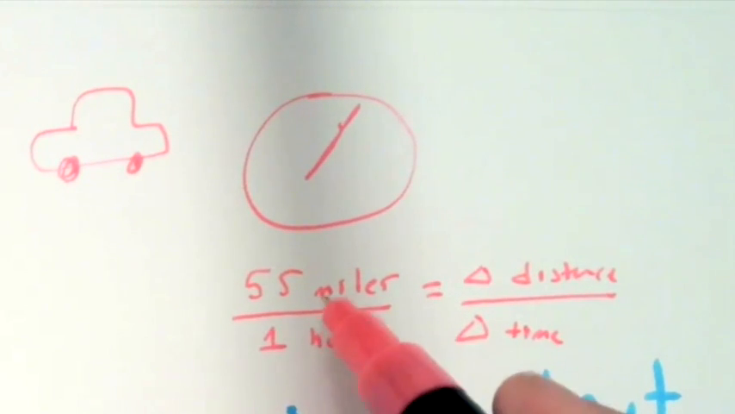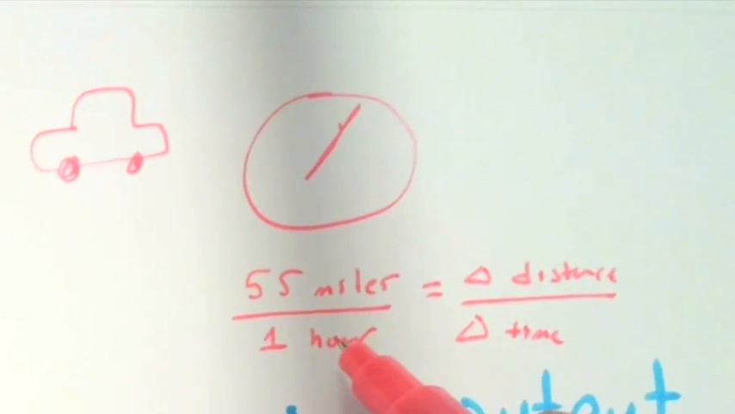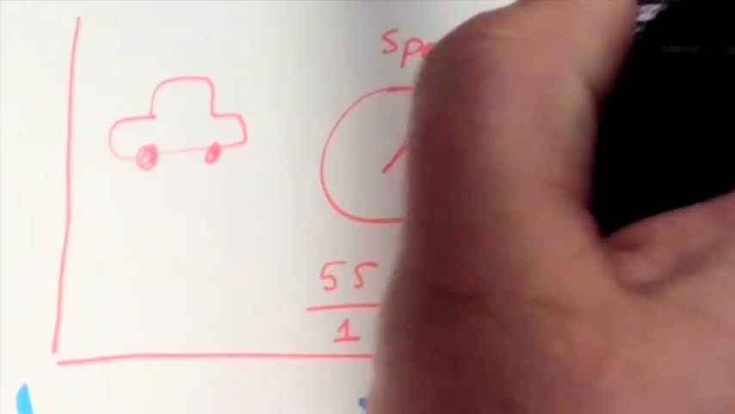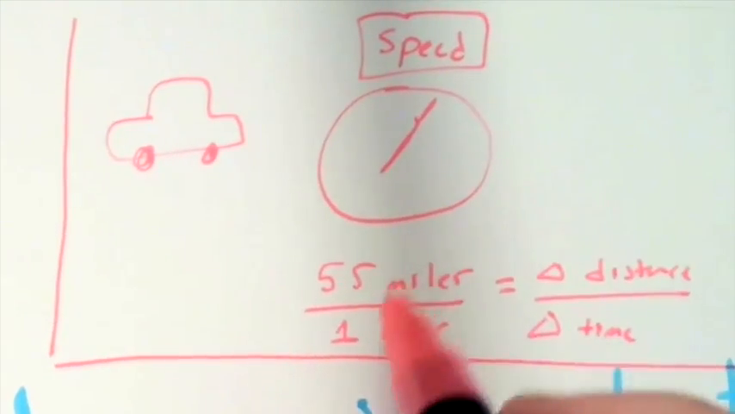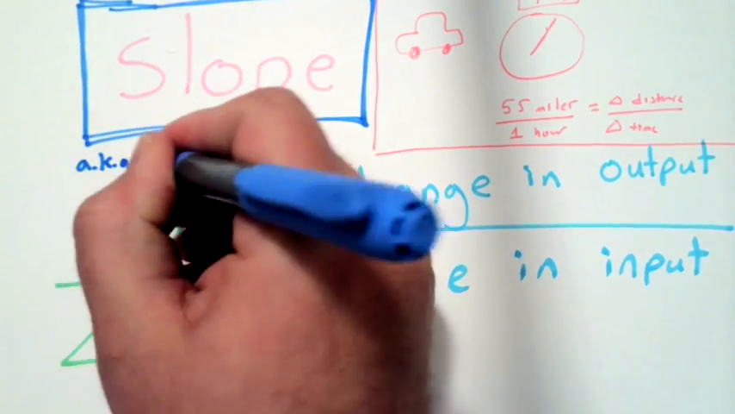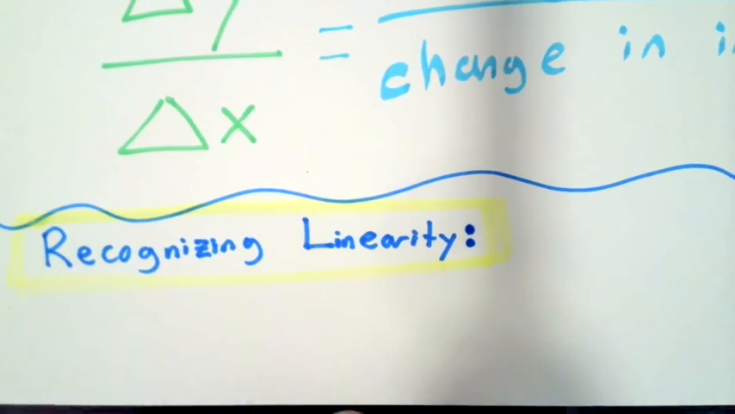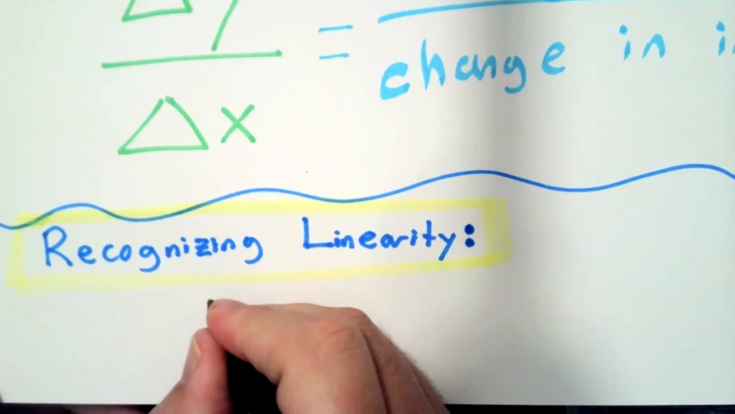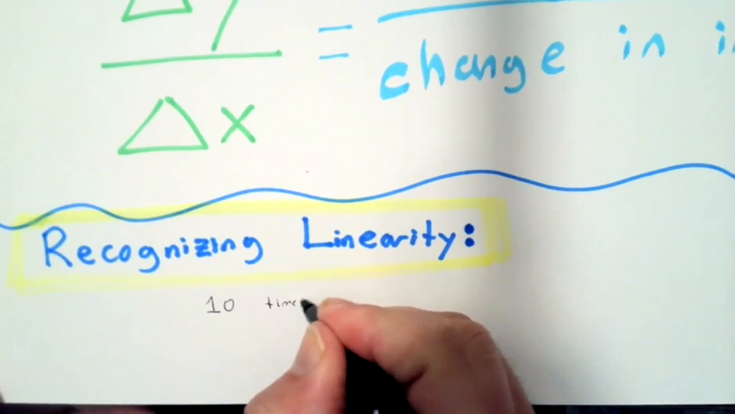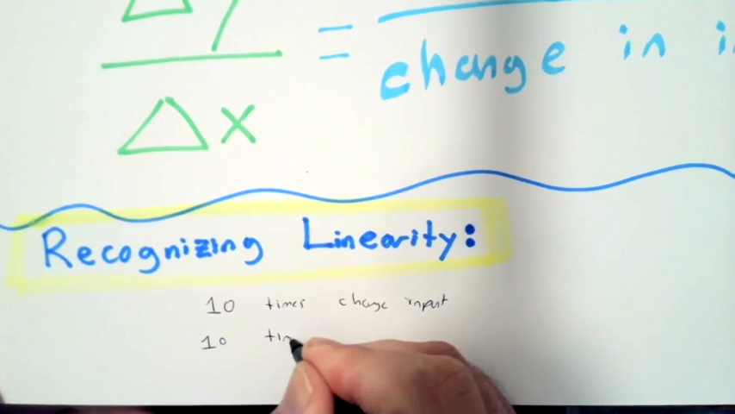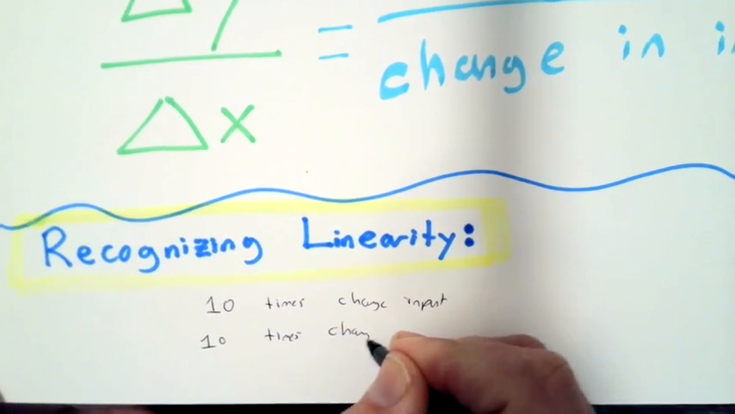Now the slope is probably not always the same when you're driving a car because you stop and you accelerate, etc. But if you're driving on the highway, then this would approximately be the same. And so speed of a car can be an example of slope, and it's important to remember this is a rate. Slope is also known as rate of change, and this gives us insight into how to recognize a linear relationship is appropriate. You could ask, if I have 10 times change in the input, will I have 10 times change in the output? In other words, these relationships scale proportionally.